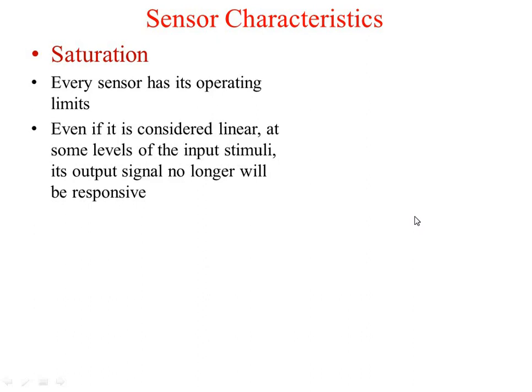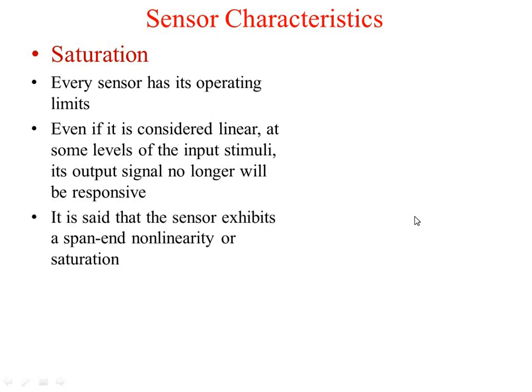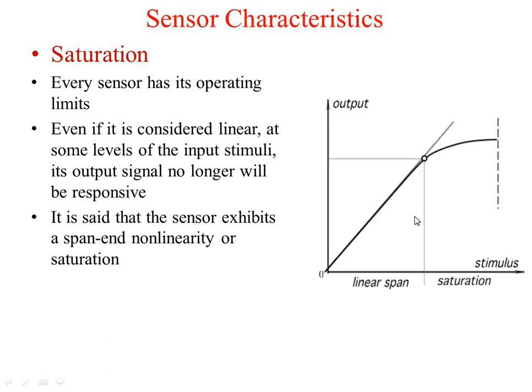So output is considered to be linear with respect to input, and thereafter, after a certain point, the output signal is no longer responsive. That means the output remains constant, and that span is called saturation, or the stop end non-linearity, or saturation. So here it is.